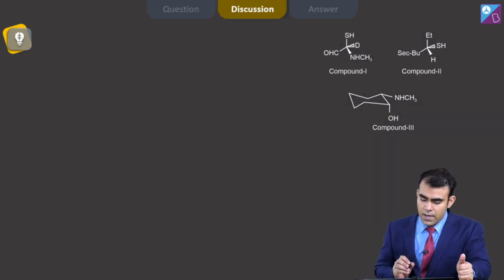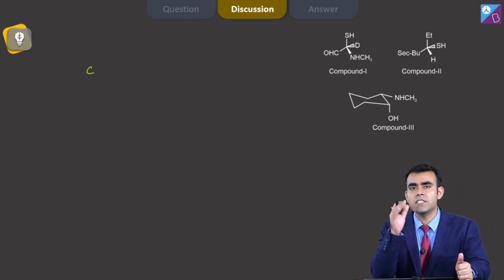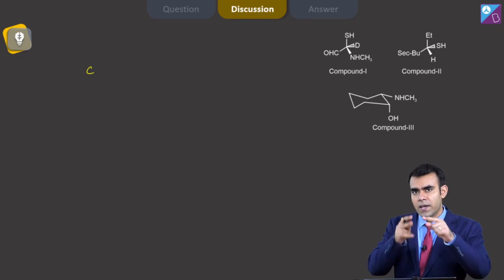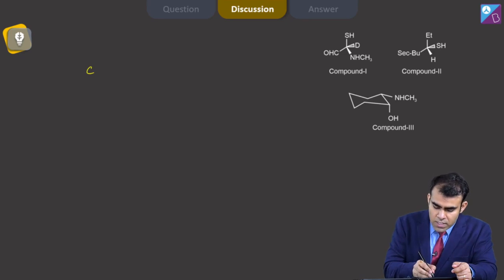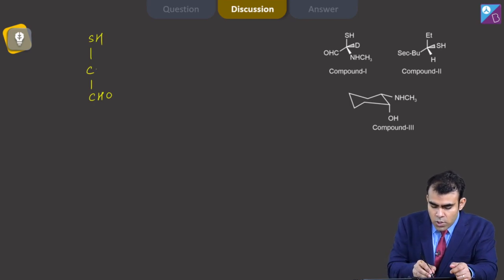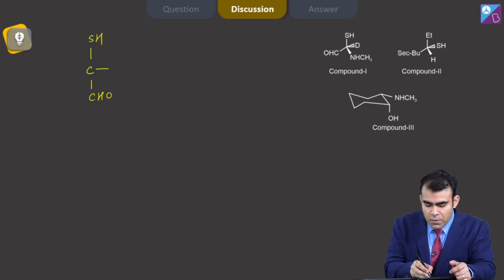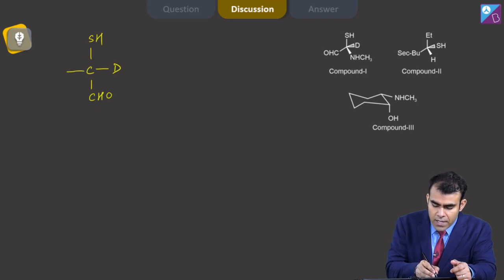Now here let's take compound 1, and first we will draw its Fischer projection. When we draw the Fischer projection, first we will draw the solid lines on the vertical axis. So this is the center carbon, this is SH, this is CHO, and the one which is shown by dash should be put on the side where it is shown. For example, it is showing on the right hand side, so we will put it there, and the one which is shown by wedge will be placed here.